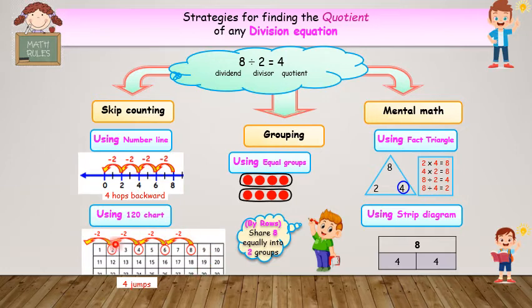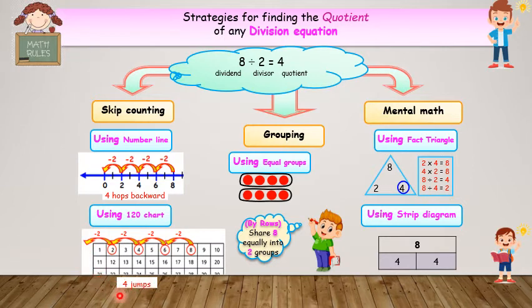Or I can use the 120 chart and go back to 0, and see here we go back 4 jumps. I was at 8, the dividend is 8, and I will go backwards by the divisor. The divisor I have here is 2, so each time I will take away 2, till I reach 0.